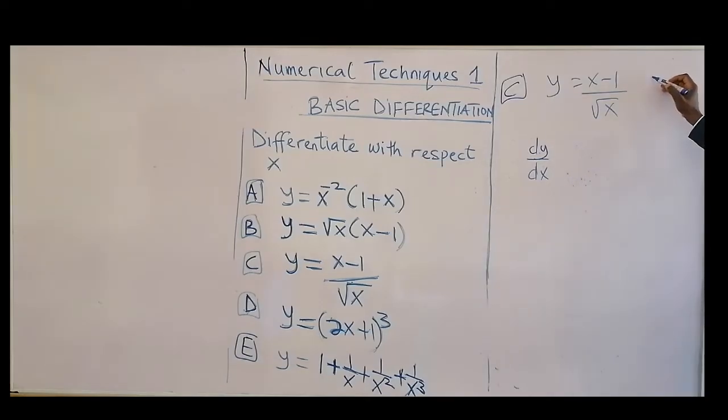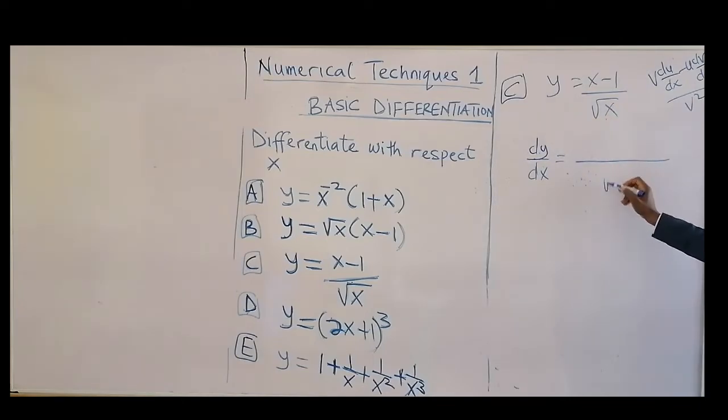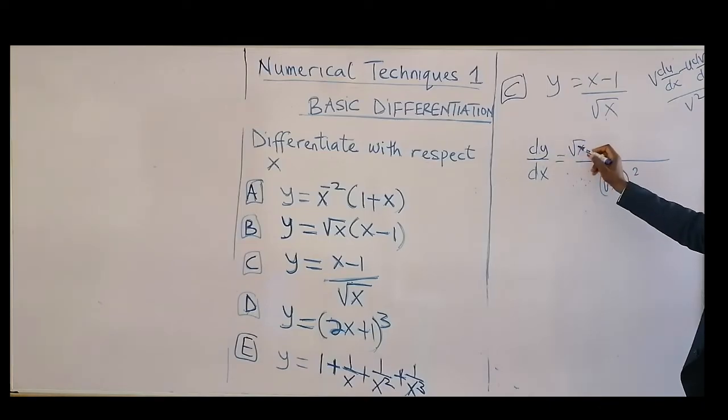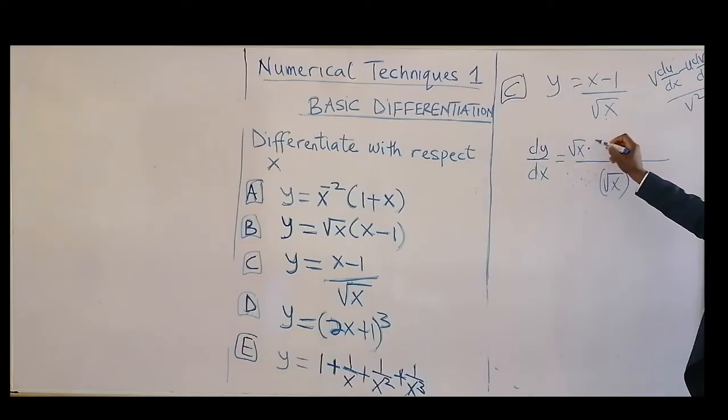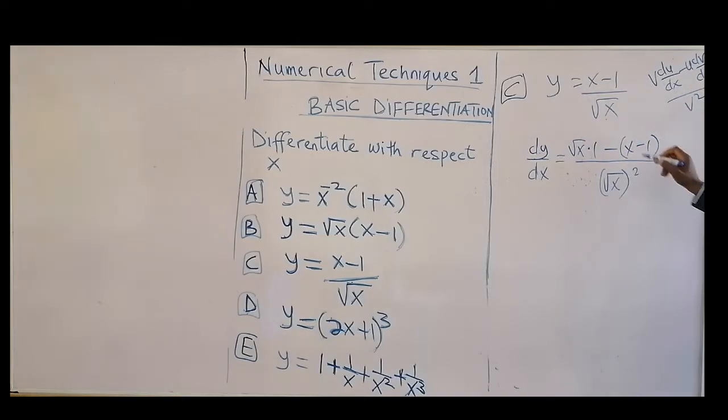Don't forget that the quotient rule has this formula: v du/dx minus u dv/dx, all over v squared. So that's the quotient rule. Your v is this, so square that. Then v, which is root x, times the derivative of the numerator, which is 1, then minus the numerator u, which is x minus 1, times the derivative of the denominator.